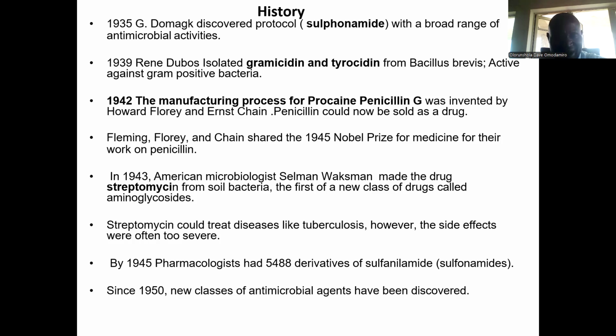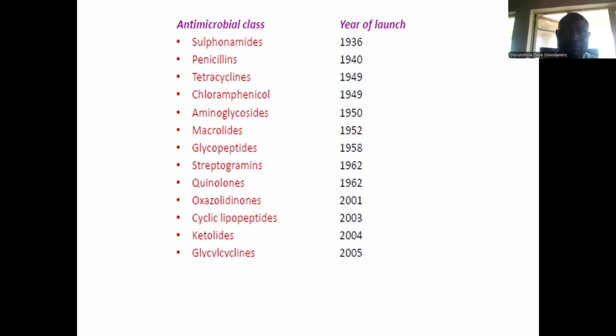By 1945, pharmacologists had 5,488 derivatives of sulfonamide, sulfanilamide, and sulfonamide. Since 1950, no new class of antimicrobial agent has been discovered. Up to today, we are still having many antibiotics coming to the market.